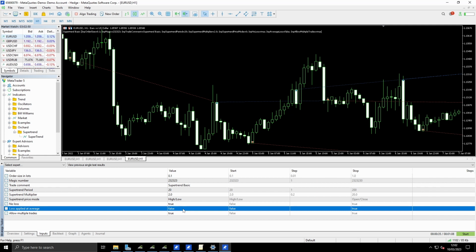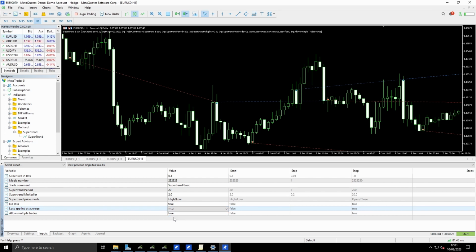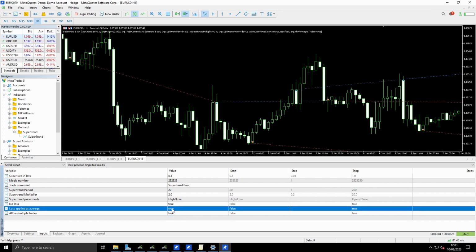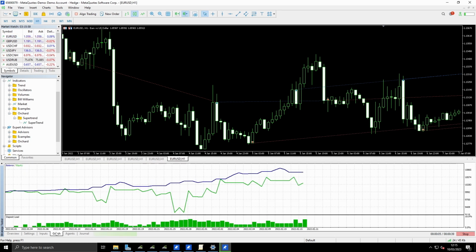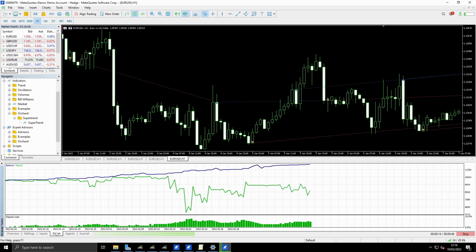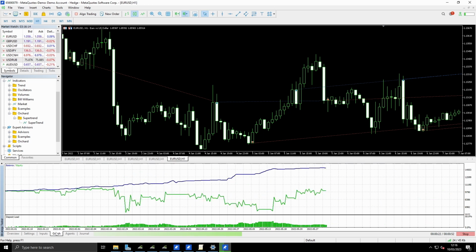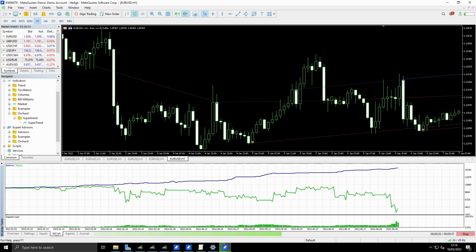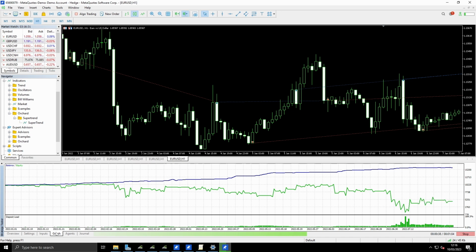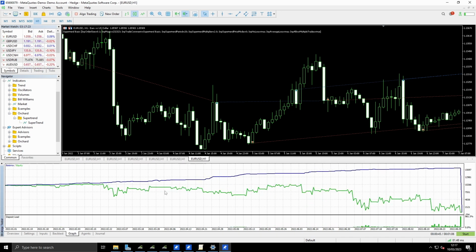It does mean my profits are going to be reduced, but it will close some of those losing trades, and it will have an impact on the drawdown that I have. So I'll set that to true, and now the expert will actually close additional trades. So now I'll run this and see what difference that makes to the drawdown. And so that hasn't made much difference at all.